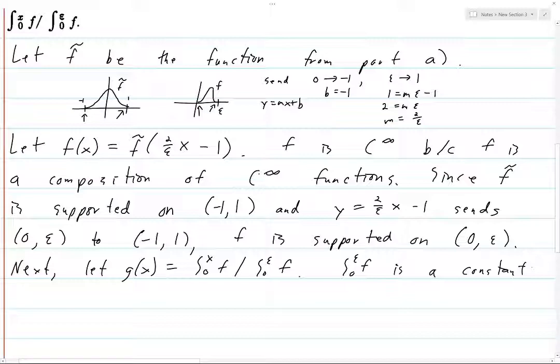What else do we have? The function integral from 0 to x of f, this is continuous, because if you have a continuous function f, then the function defined by taking the integral from 0 to x of f is also continuous. And, well, I guess, I forget if that's been discussed in the chapter.